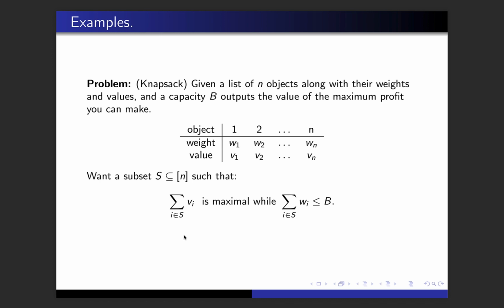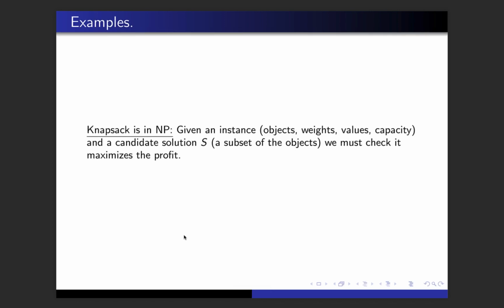And the question now is, is this problem in the class NP? Well, given as an input of this problem a set of weights, a set of values, and a capacity B, and given a candidate solution, a subset S of the objects, can we check in polynomial time whether or not this set maximizes the profit? And here enters a very important example, because this problem has a very special thing that the previous problems maybe didn't have. Maybe the MST did, but not the SAT, not the K-coloring. We are optimizing a function here.